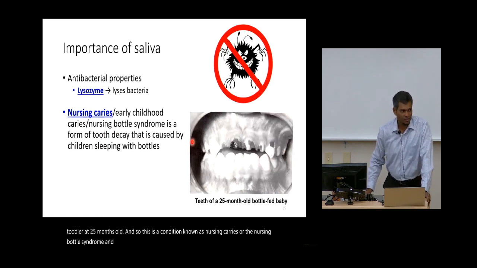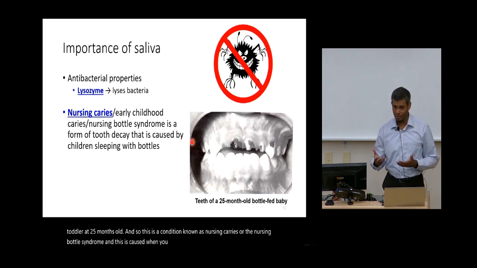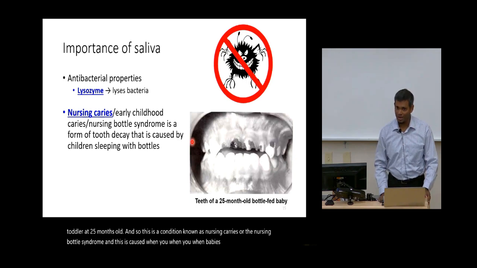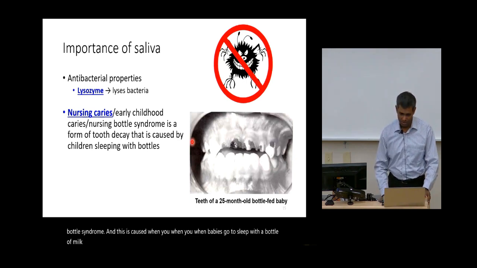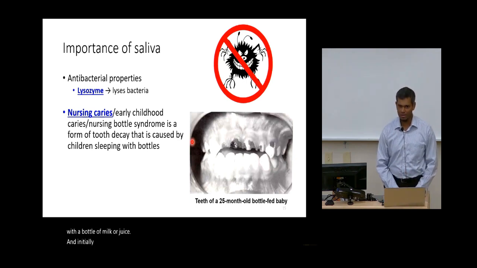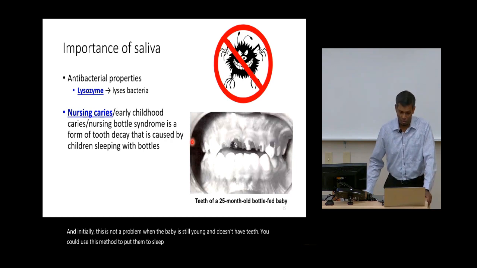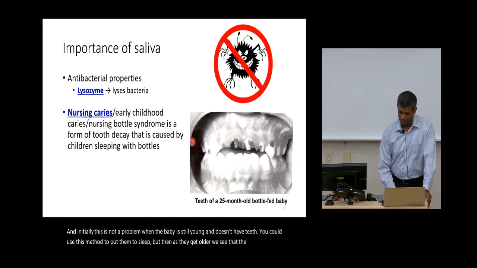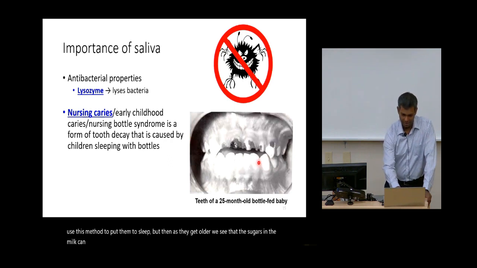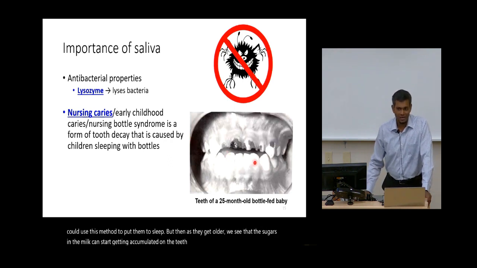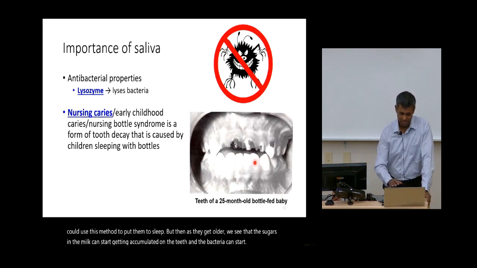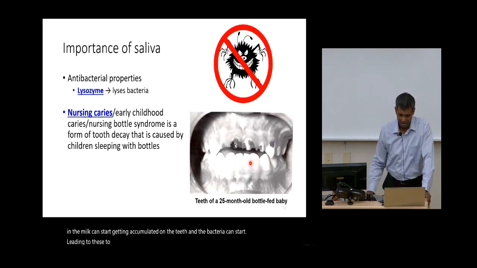And this is caused when babies go to sleep with a bottle of milk or juice. And initially this is not a problem. When the baby is still young and doesn't have teeth, you could use this method to put them to sleep. But then as they get older, we see that the sugars in the milk can start getting accumulated on the teeth, and the bacteria can start leading to these nursing caries.